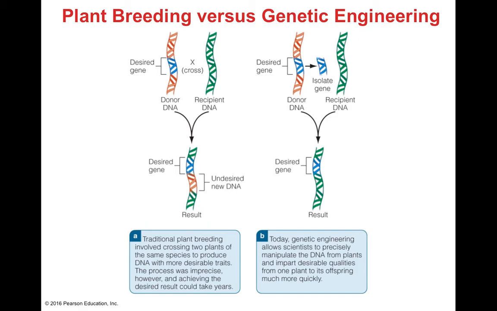Sometimes you would get things that had less of the desirable traits, and so you'd have to weed those out and crossbreed over multiple generations until you finally got the plants that you liked, that had the right flowers or that had the right seeds or that had the right starch content, etc. With genetic engineering, we can skip that by just taking the desired gene out, isolating that gene, and popping it into the recipient's DNA. So genetic engineering allows scientists to manipulate DNA very precisely from one plant and engineer it into another plant much more quickly.